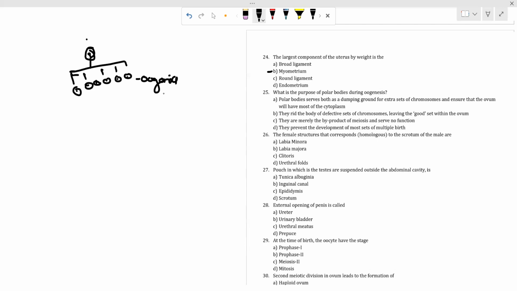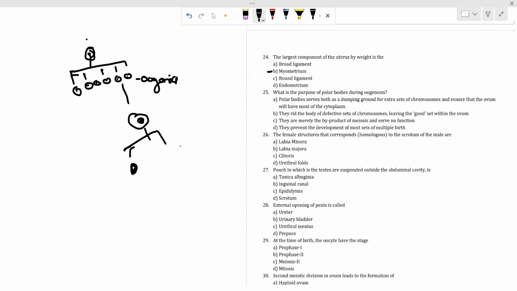Right? They will grow. Then they grow again. Meiosis 1 happens again, with an unequal division. Meiosis 1 is unequal. One is the functional cell.